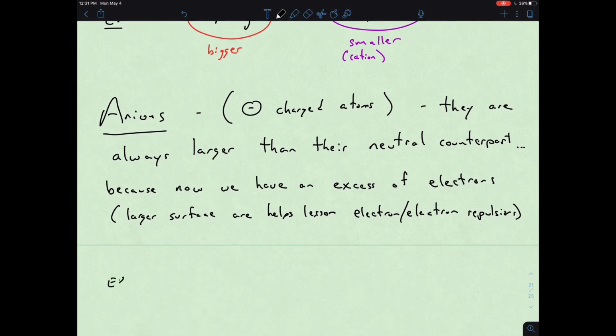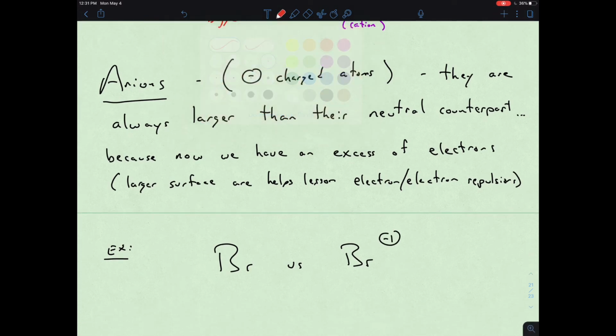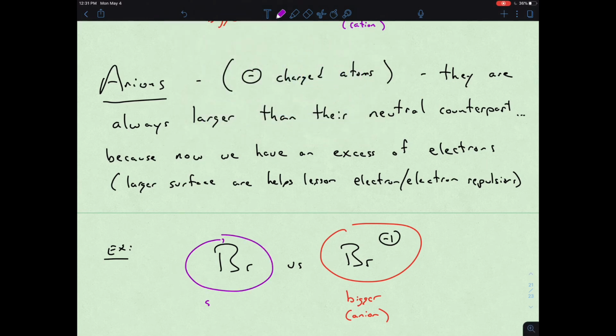If we looked at an example of bromine versus bromide, right, this is going to be bigger because it's the anion, and so here we'll have much smaller, which is that neutral element. So, comparing charges, it's just a question of whether it's positive or negative. If it's positive, the cation's always smaller than the neutral counterpart. If it's negative, then it's always larger than the neutral counterpart.